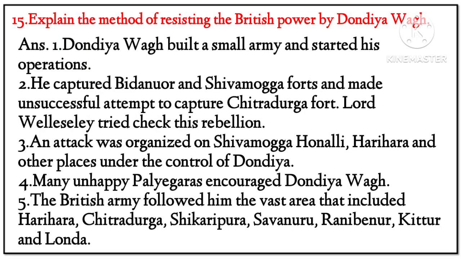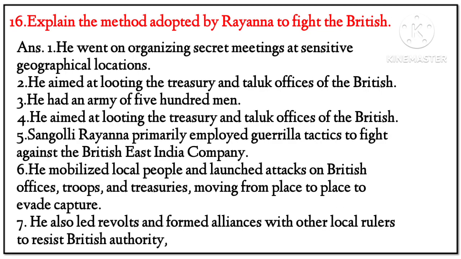Next, 15th. Explain the method of resisting the British power by Dhondia Wagh. Our answer. Dhondia Wagh built a small army and started his operations. He captured Bidanur and Shivamogga forts and made an unsuccessful attempt to capture Chitradurga fort. Lord Wellesley tried to check his rebellion. An attack was organized on Shivamogga, Honnali, Harihara and other places under the control of Dhondia. Many unhappy Palegars encouraged Dhondia Wagh. The British army followed him. The vast area included Harihar, Chitradurga, Tikaripura, Saunuru, Ranebennuru, Kitturu and Londa.